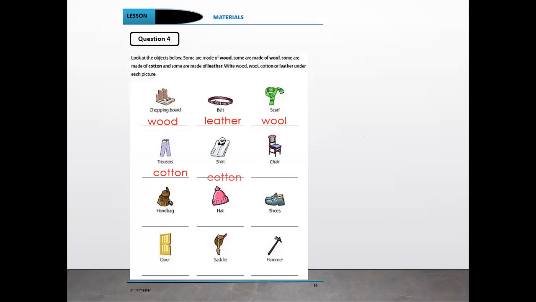The chair, it will be made of wood. The handbag, it will be made of leather. The hat, it will be made of wool. Shoes, it will be leather, yes. The door, wood. The saddle, leather, yes. And the hammer, yes. This part is made of wood, and we said that this part is made of metal, but you don't have metal here.